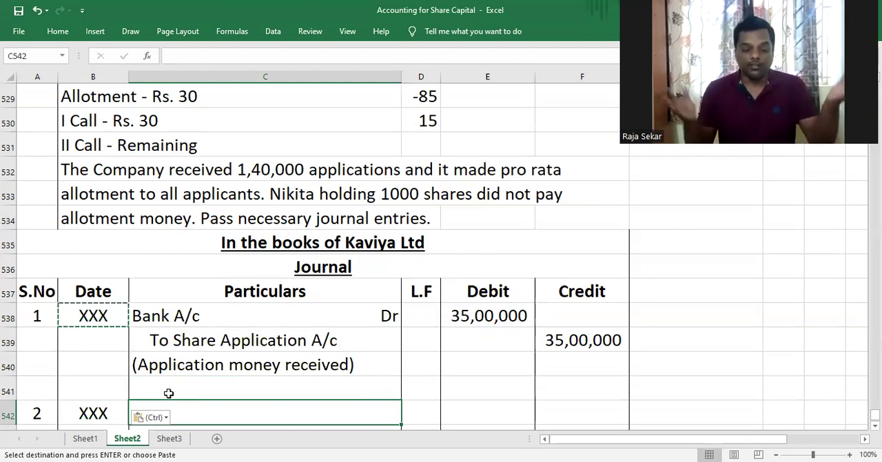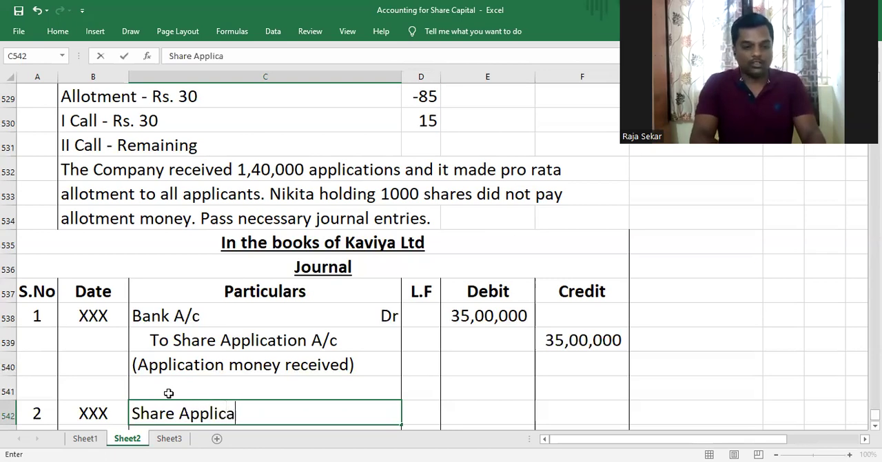Out of the total application money received, some portion has to be transferred to share capital. That is the amount receivable on the allotted shares as application money, and the remaining is to be considered as excess application money, and it will be either transferred to allotment account or calls in advance account or refunded to the shareholders, as the question says. If the question is silent, then you got to transfer to share allotment account and refund the rest. I'll make a flowchart for you about that. But right now we'll go ahead and solve this problem.